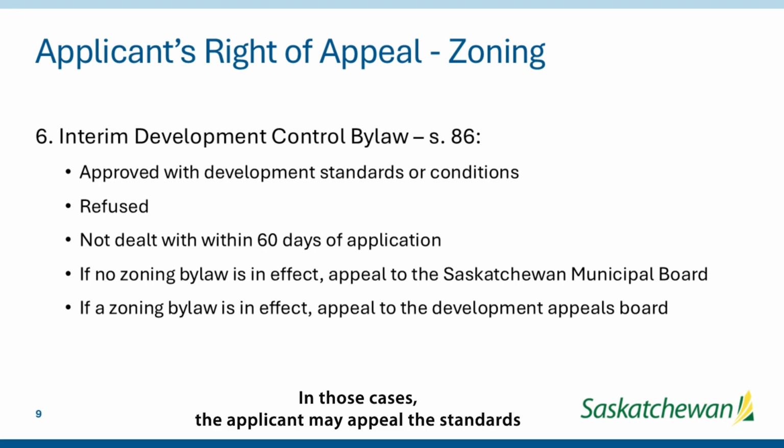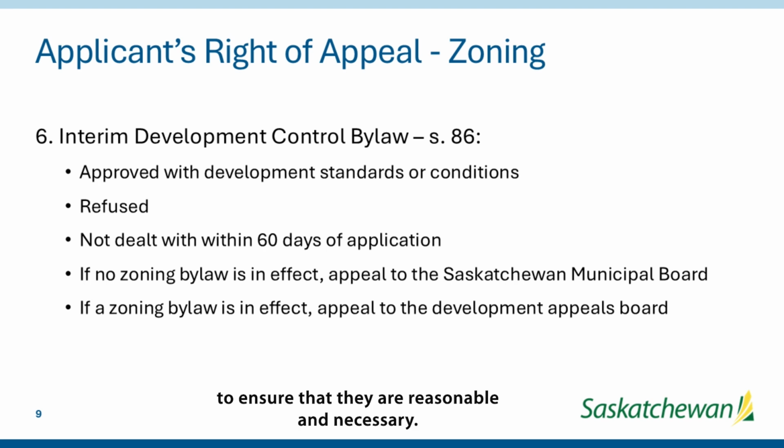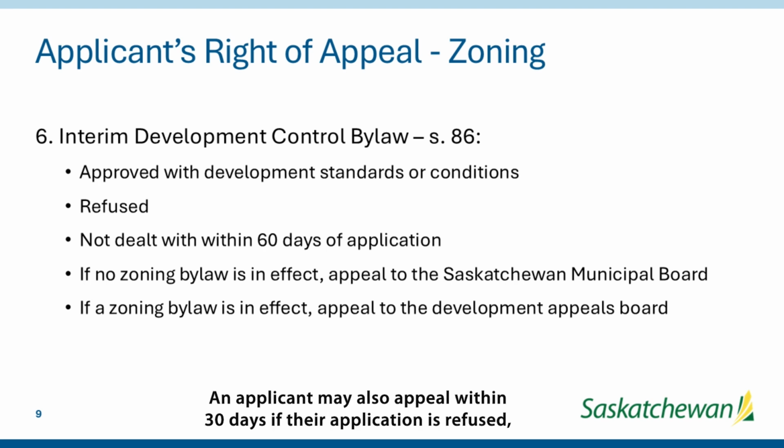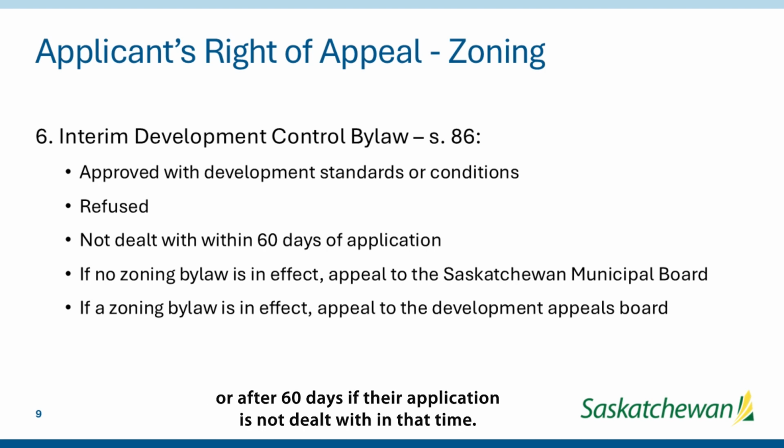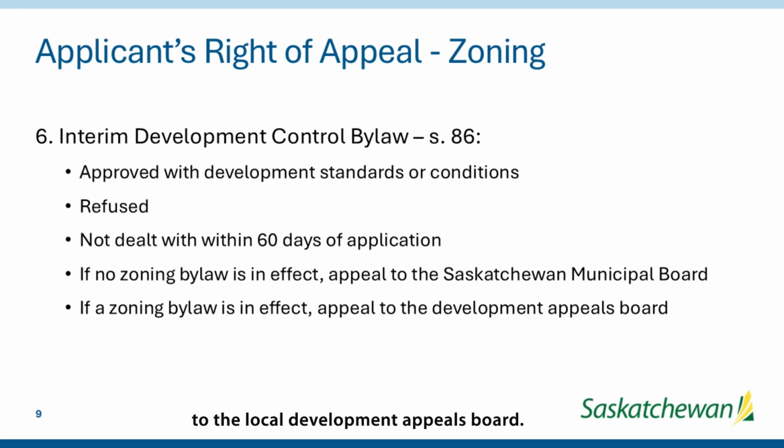In those cases, the applicant may appeal the standards to ensure that they are reasonable and necessary. An applicant may also appeal within 30 days if their application is refused, or after 60 days if their application is not dealt with in that time. If the municipality does not have a zoning bylaw, the appeal is made to the provincial Saskatchewan Municipal Board. If the municipality has a zoning bylaw, the appeal must be made to the local Development Appeals Board.